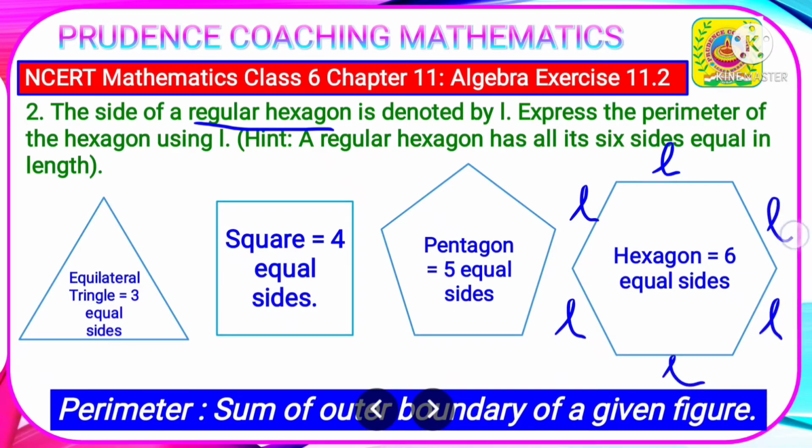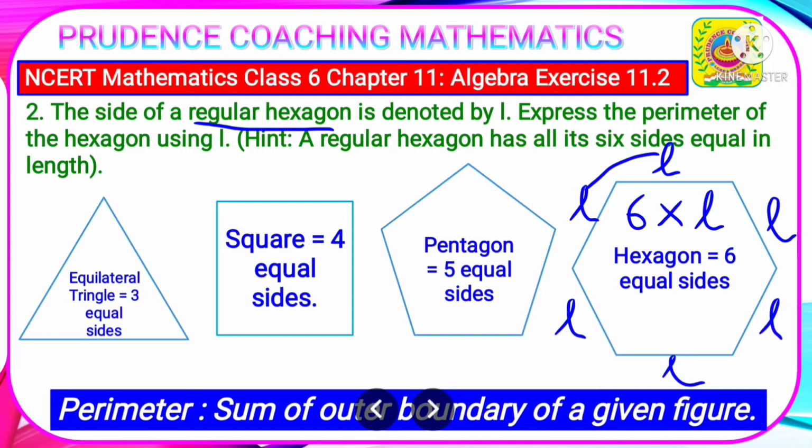So all the sides are L, and we know how to find the perimeter, as in the previous class we have learned how to find the perimeter. We need to add all the outer boundaries of this particular figure, that is the regular hexagon. So if we add L 6 times, you will get 6 into L. Here 6 is the number of sides that is fixed in this hexagon, and L is the length of each side. So we are getting 6 into L, or we can add L 6 times as well.